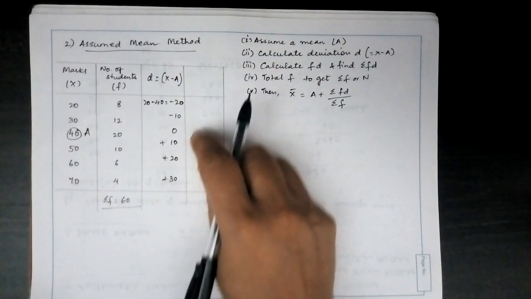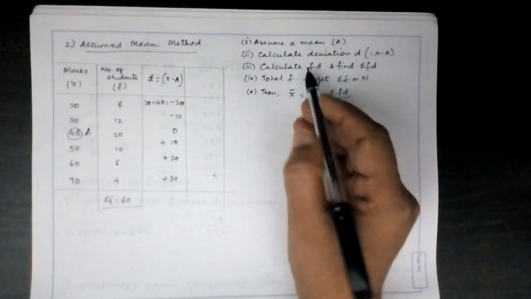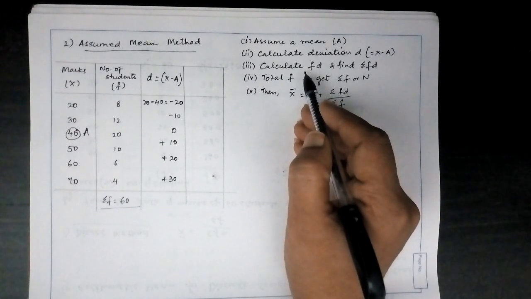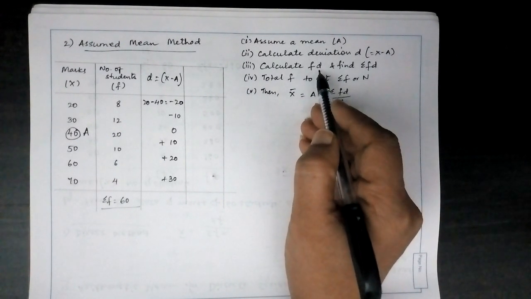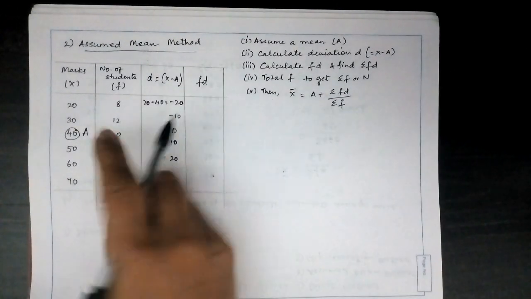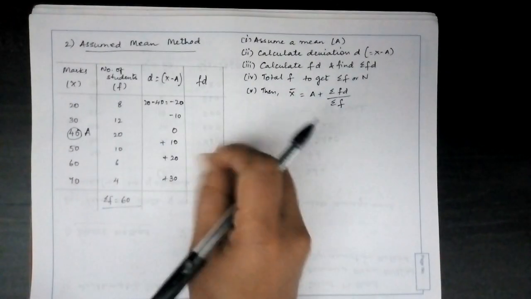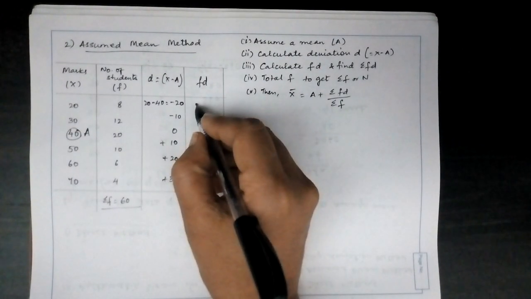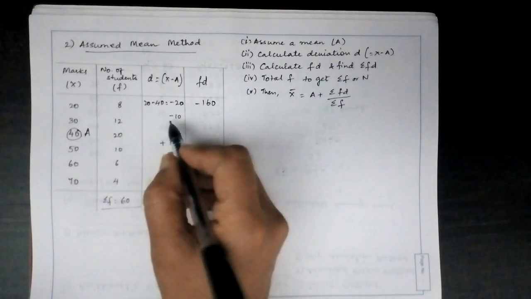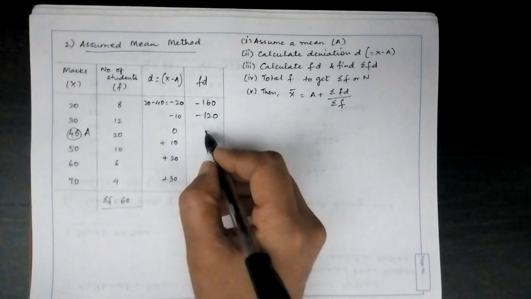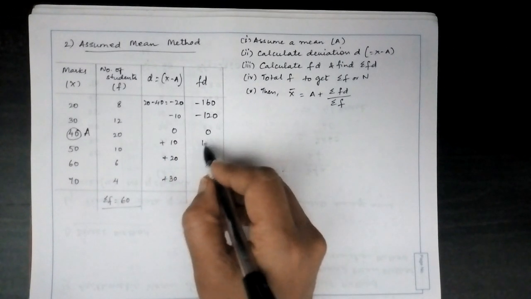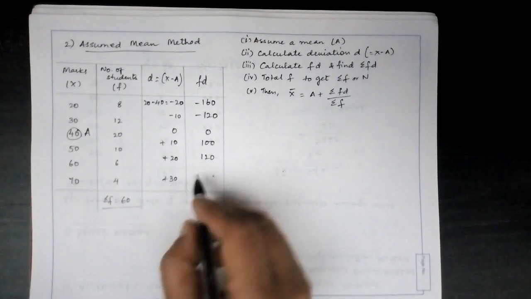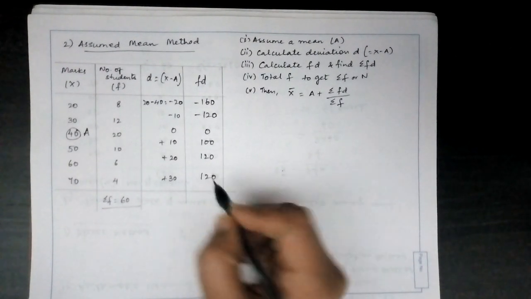Now what do we have to do? We have simplified this. Now we are going to calculate FD. In the previous direct method, we calculated Fx, but here we are going to calculate FD. So what is FD? Instead of multiplying here, we are going to multiply here, so that would further simplify our addition. So 8 into minus 20 gives us minus 160. 12 into minus 10 gives minus 120. This becomes 0. 10 into 10 gives us plus 100. And 6 into 20 gives us plus 120. And 4 into 30 gives us plus 120.